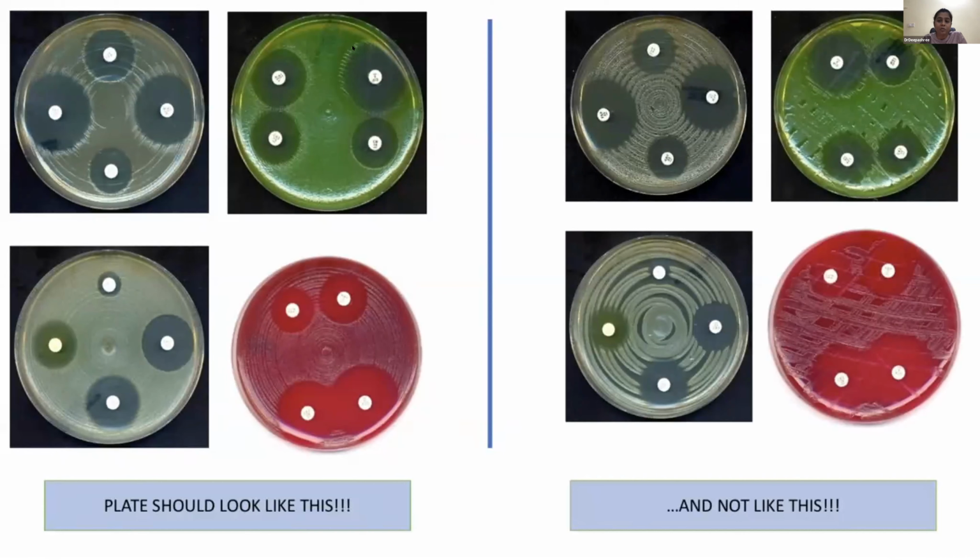It is clearly stated that if it is not satisfactory, you have to repeat your AST, because all the AST breakpoints are standardized considering uniform growth. They are not standardized for this. If you interpret the clinical breakpoints for these types of cultures, it may not reflect correctly. Sometimes, wherever intermediate zones are not available, it can vary grossly in terms of very major error, that is, resistant can be reported as sensitive. Very major error can occur. So it is very important that your lawn culture should have uniform growth and not isolated colonies.